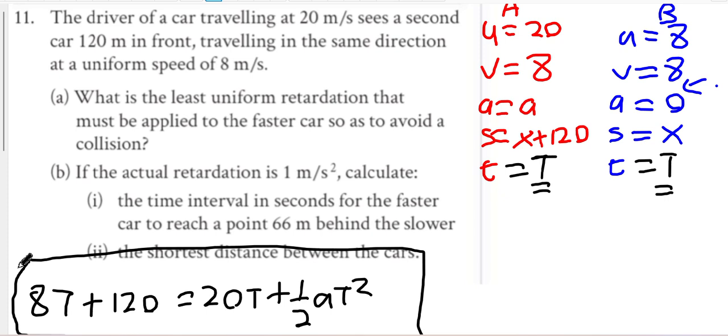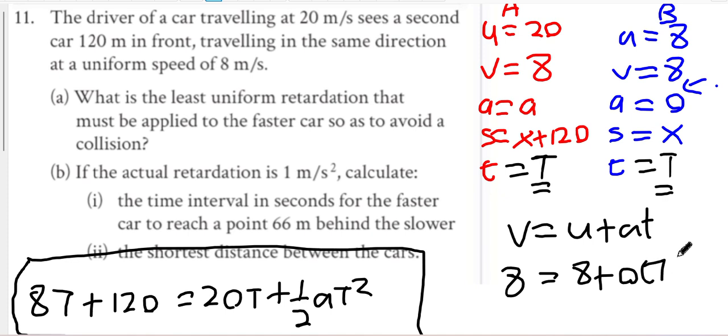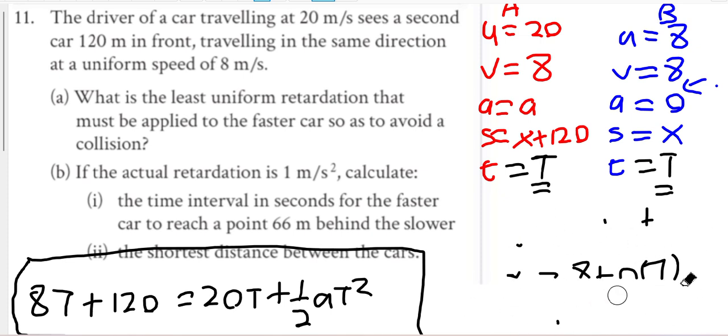v equals u plus at. Same thing as last time. For which data set, the blue or the red? The blue. Here we go again. 8 equals 8 plus 0 times t. 8 equals 8. So, not that one. Which one is it? The red, okay? Because I have it labeled blue in this one.